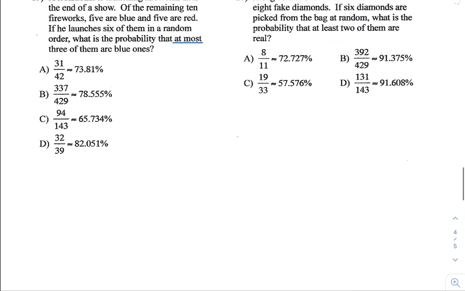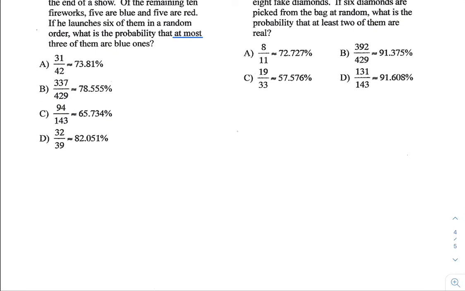So this is how you go about it. Well, let's write down the total amount of fireworks there are and how many he chose. So there's a total of 10 fireworks remaining, and he decides to launch a total of 6 of them. Okay, so what's the probability that at most 3 of them are blue ones? So at most means he could launch however many, but it has to be 3 or less. That's what at most means, 3 or less.